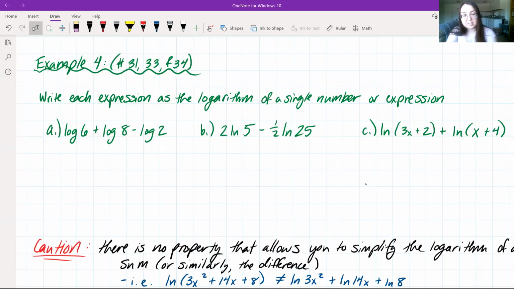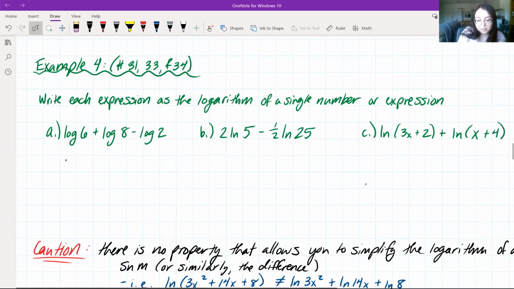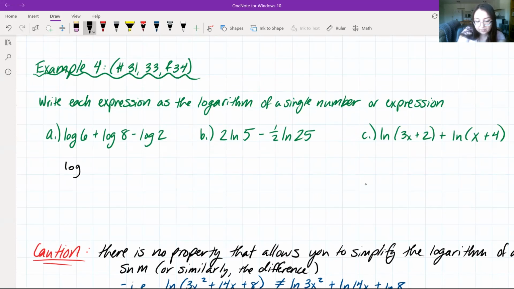So we have log of 6 plus log of 8 minus log of 2. And if we're working from left to right, we're going to start with the first two terms. So we have log of 6 plus log of 8. And we know from our property, this means that we can write this as log of 6 times 8. So let's write that. We have log of 6 times 8, and we're going to keep this log of 2 there, or minus log of 2. And we're going to simplify our log of 6 times 8 first.